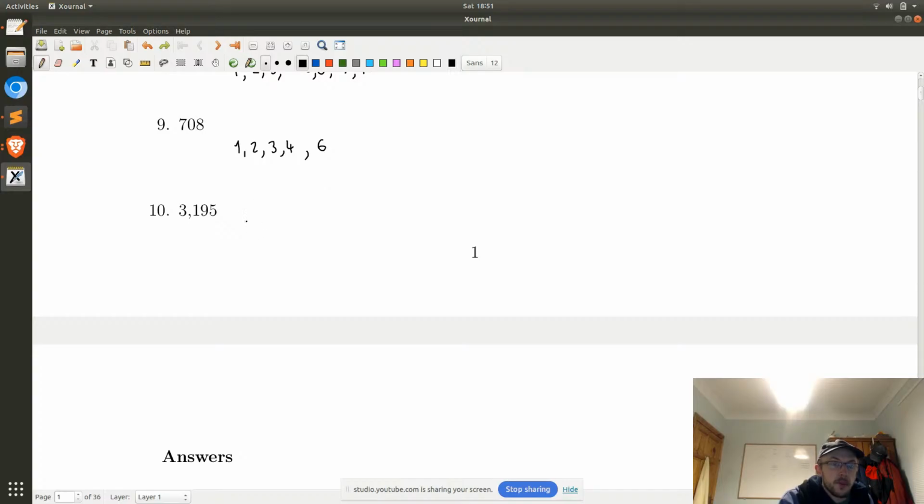And last here, 3,195. 1, not 2, but 3. Add the digits. We get 18. Oh, so 3 and 9, they're included. 4, no. 5, yes. As you can see, a 5 here. 6, no, as it's not even. And neither does it apply to 8 or 10, but I'm curious about 7.